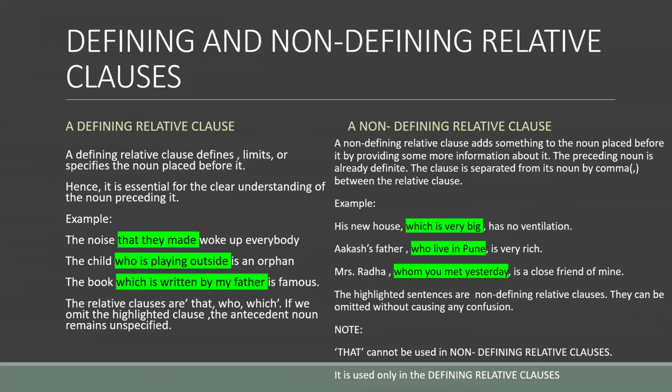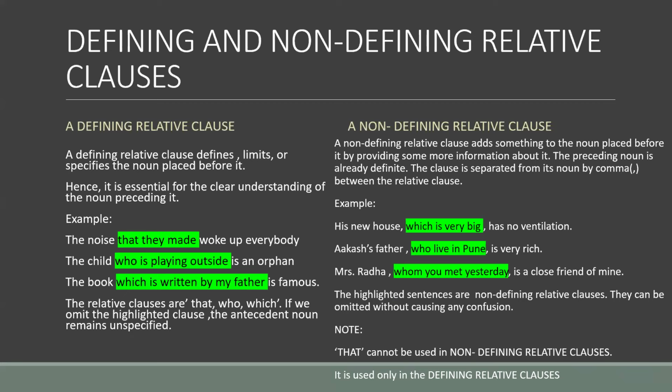Let's see about defining and non-defining relative clauses. A defining relative clause is very particular. Here, the punctuation makes a lot of difference. A defining relative clause defines, limits, or specifies the noun placed before it. Hence, it is essential for the clear understanding of the noun preceding it.